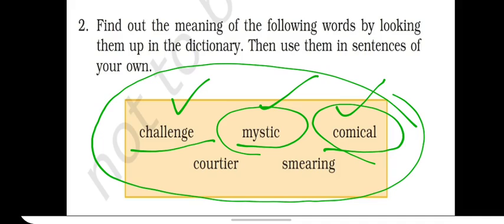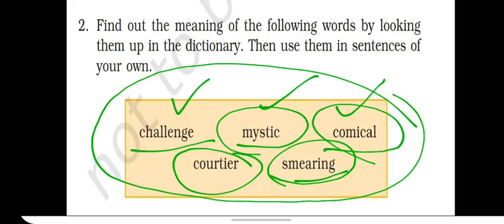Comical means funny, one who makes you laugh. Well, the little kid, when he came into my house, he was wearing strange glasses. So I found it very comical. Then courtiers. Courtiers are people who work inside a court. A court means a room of a king. So the courtiers in the king's court did not talk about official business. Rather, they were talking about hilsa fish, which annoyed the king. Smearing means when you're applying something. So every morning when I get up, I see my mother smearing cream all over her body.